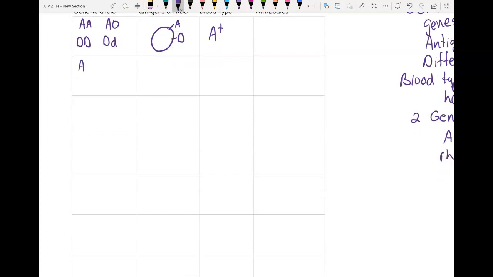Let's say you have, again, either AA or AO, but this time each of your parents gave you a lowercase d. In this situation, you would have the A antigen, but because both of your Ds are the lowercase recessive ones, you would not have a D antigen. So all you have is A's. This is A negative. Let's do the same thing with B's.